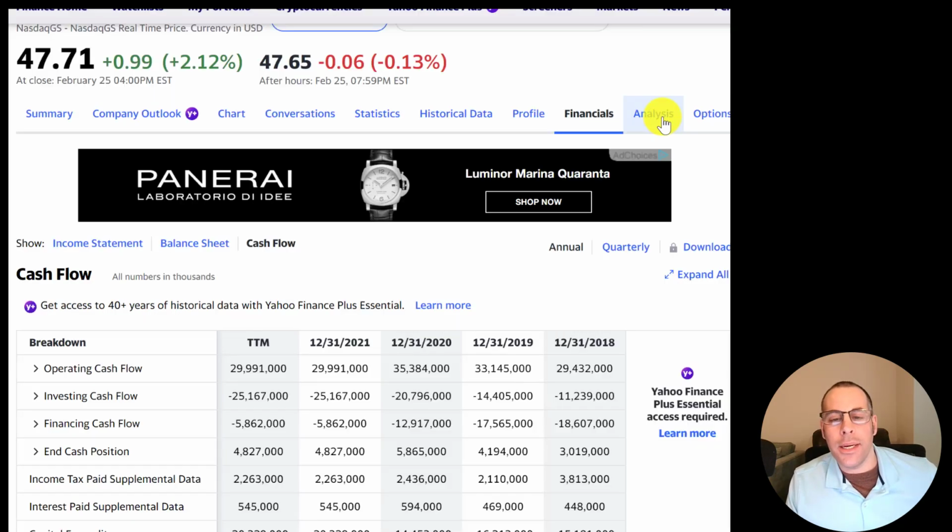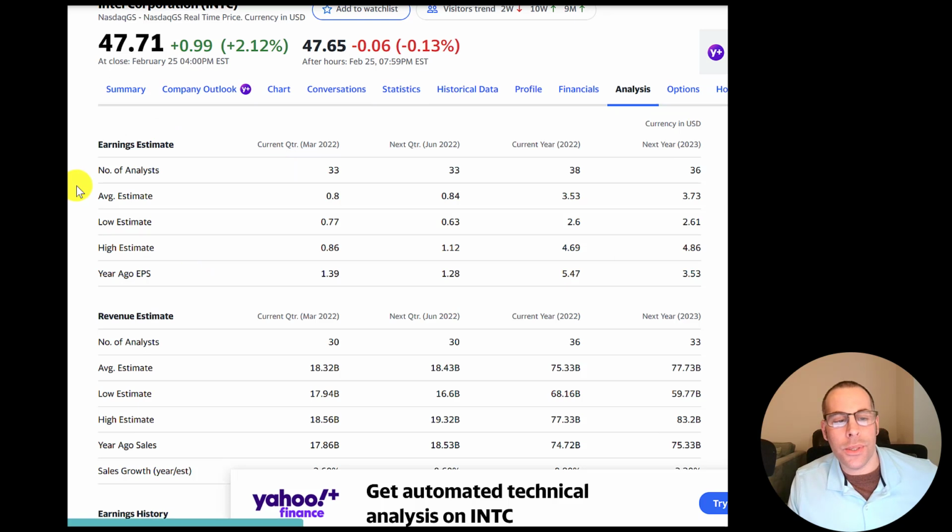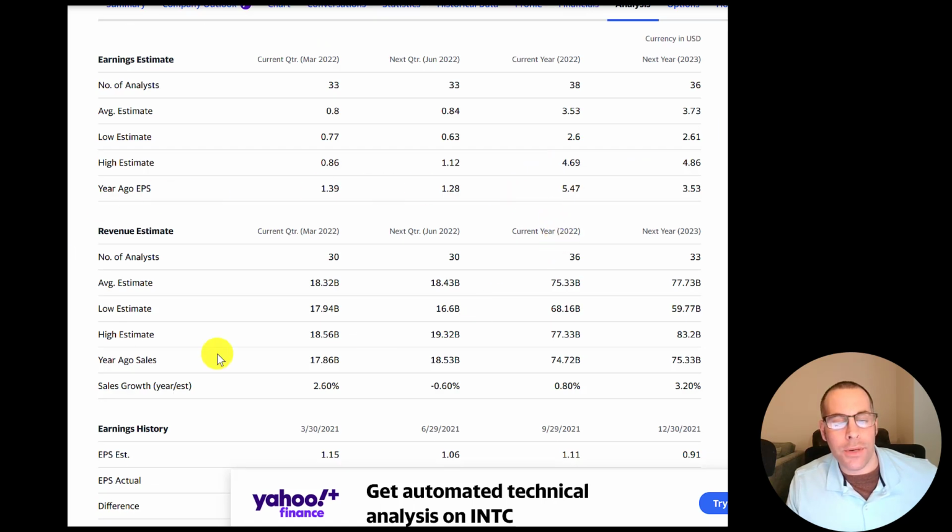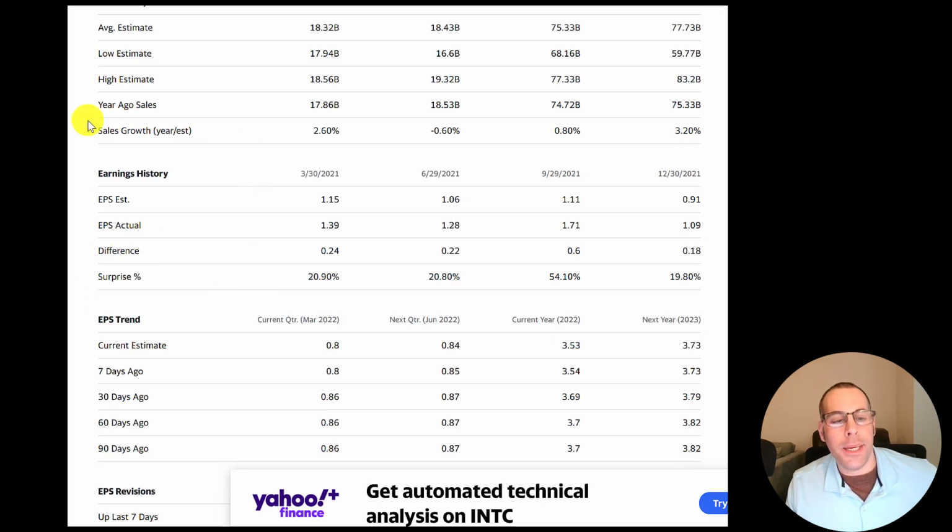If you click Analysis, the top part shows analyst earnings estimates for the first quarter of 2022, the second quarter of 2022, all of 2022, and all of 2023. It also has revenue estimates and also EPS estimates.